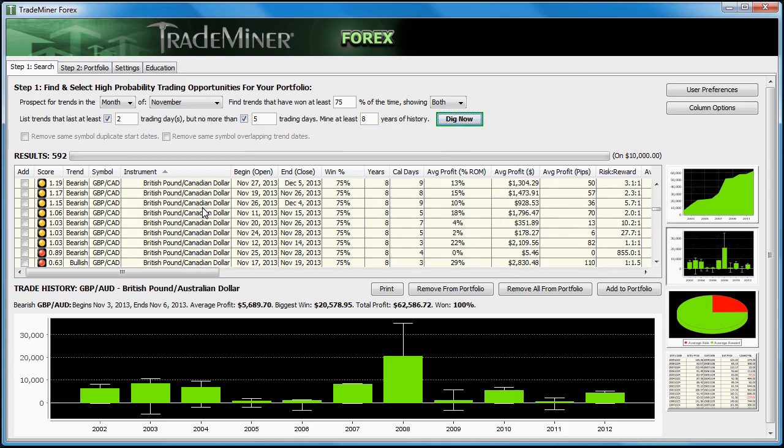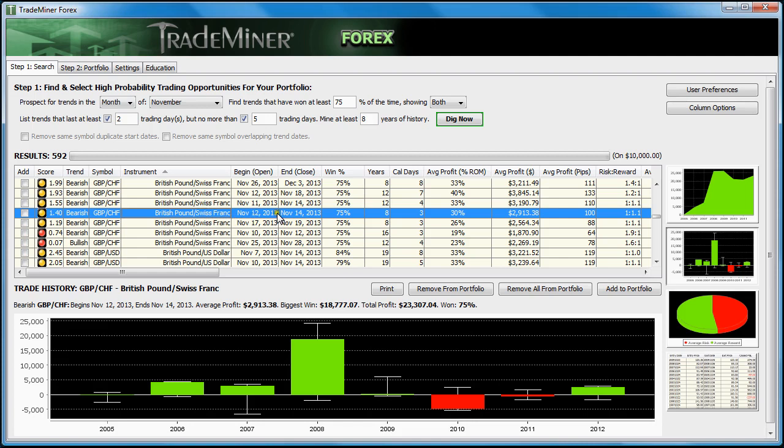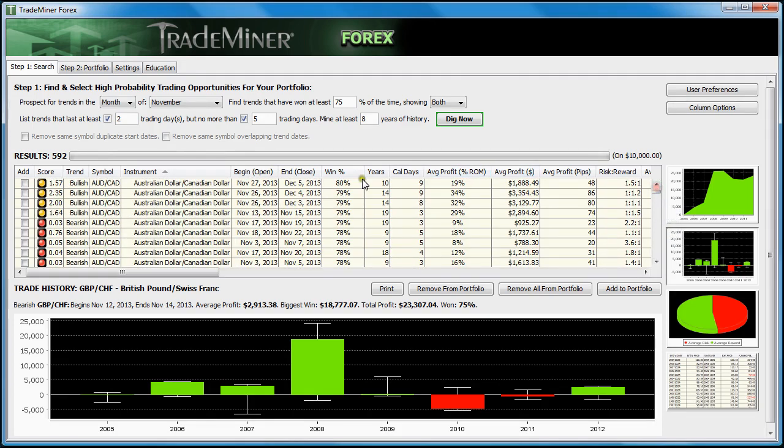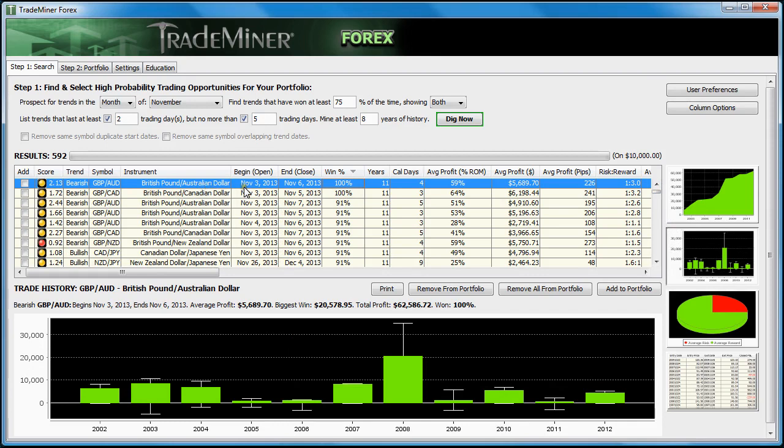Here's the British pound and the Swiss franc. Between November 12th and November 14th, 75% of the time over the last 8 years, that's been bearish. So that tells me during that week, I'm going to be pretty bearish on that market. Now I can turn up my sort by winning ratio. There's 100% British pound Australian dollar. Between November 3rd and November 6th, just those 4 days, while I'm day trading, 100% of the time over the last 11 years, this British pound Australian dollar has been bearish. So I want to be taking bearish positions during that time frame.